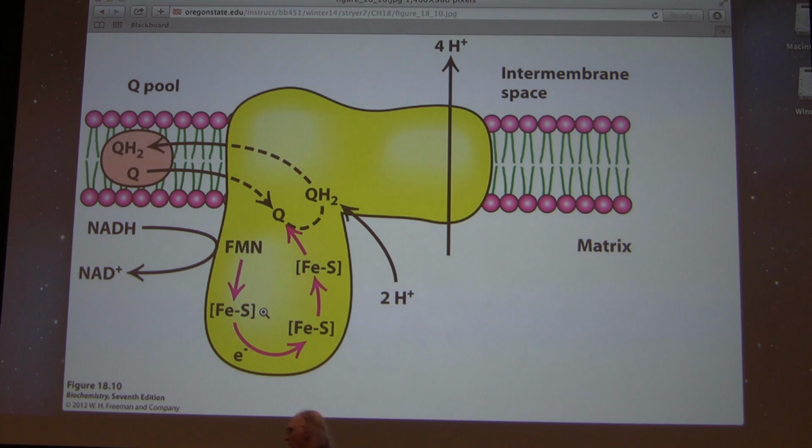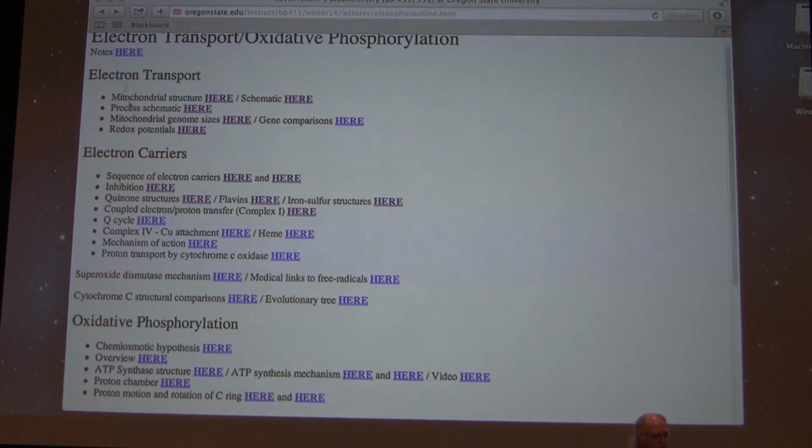So complex 1 accepts a pair of electrons. It passes that pair of electrons off to coenzyme Q. And so we designate coenzyme Q by the term Q when it's fully oxidized and QH2 when it's fully reduced. Okay.